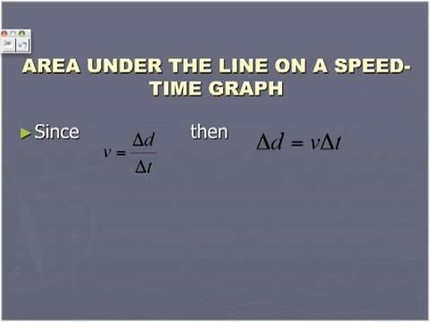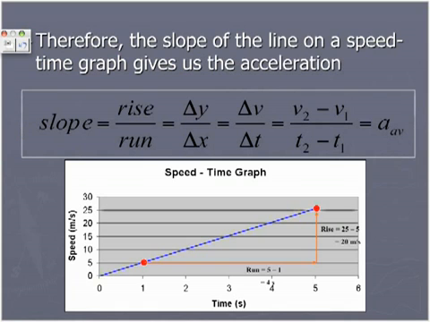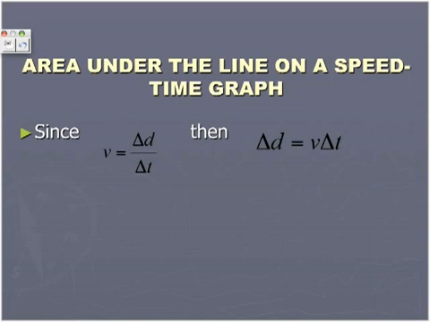So, area under the line on a speed time graph. Since V is equal to delta D over delta T, then delta D is equal to V times delta T. What kind of shape do we have underneath the line? A triangle. So the area of a triangle is base times height divided by 2. But according to this, to calculate our delta D, we use V times delta T, right? So base times height. It ignores the divided by 2.